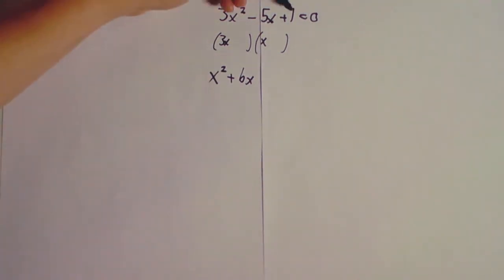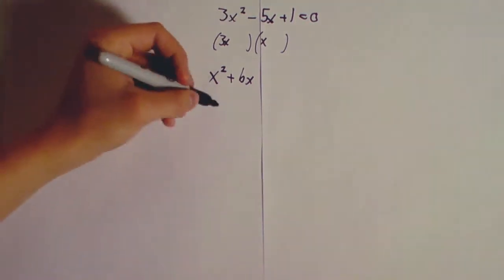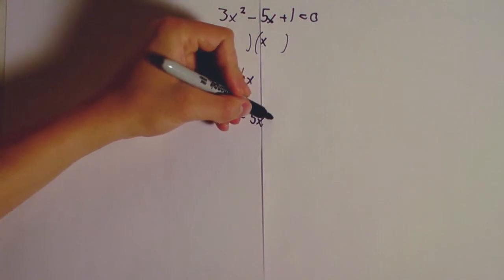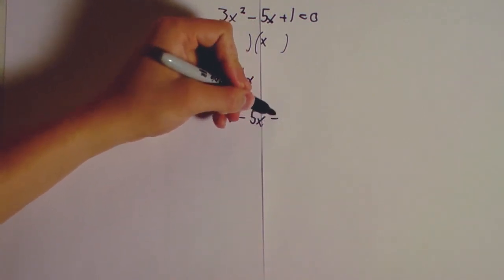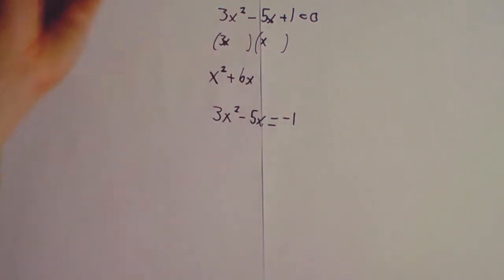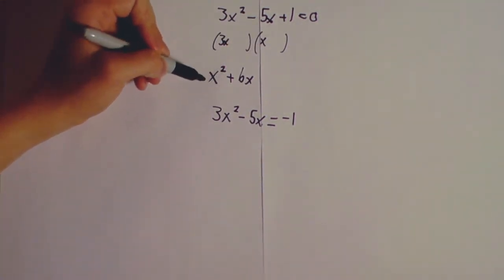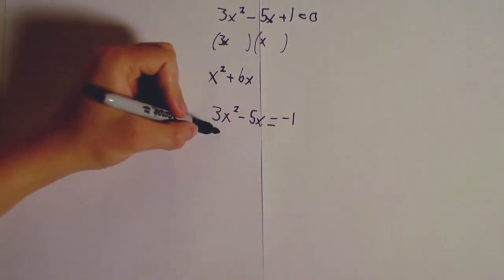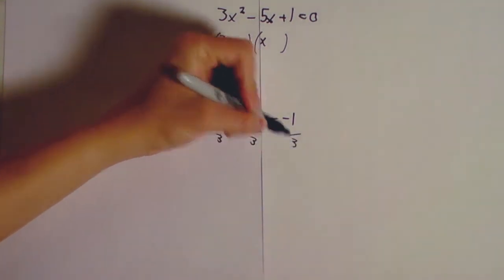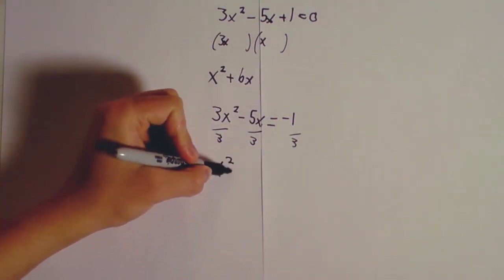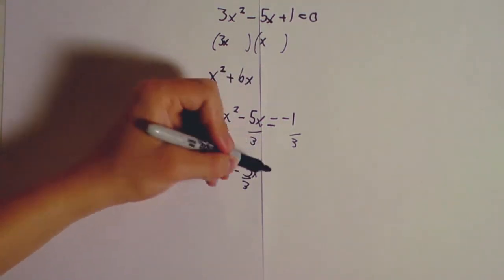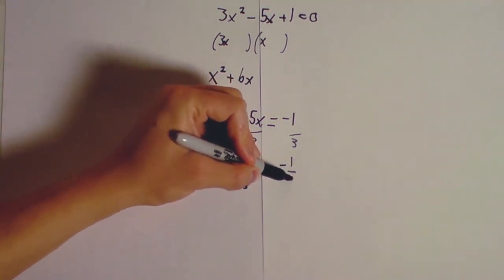Well, to get it in that form, first we're going to have to get rid of the 1. So let's just subtract 1 from both sides right now. 3x squared minus 5x plus 1 minus 1, so equals -1. Just subtracting 1 from both sides. And now we want to isolate this x squared. We don't want a coefficient in front of it, so let's divide everything by 3. That gives us x squared minus 5 over 3x equals -1/3.